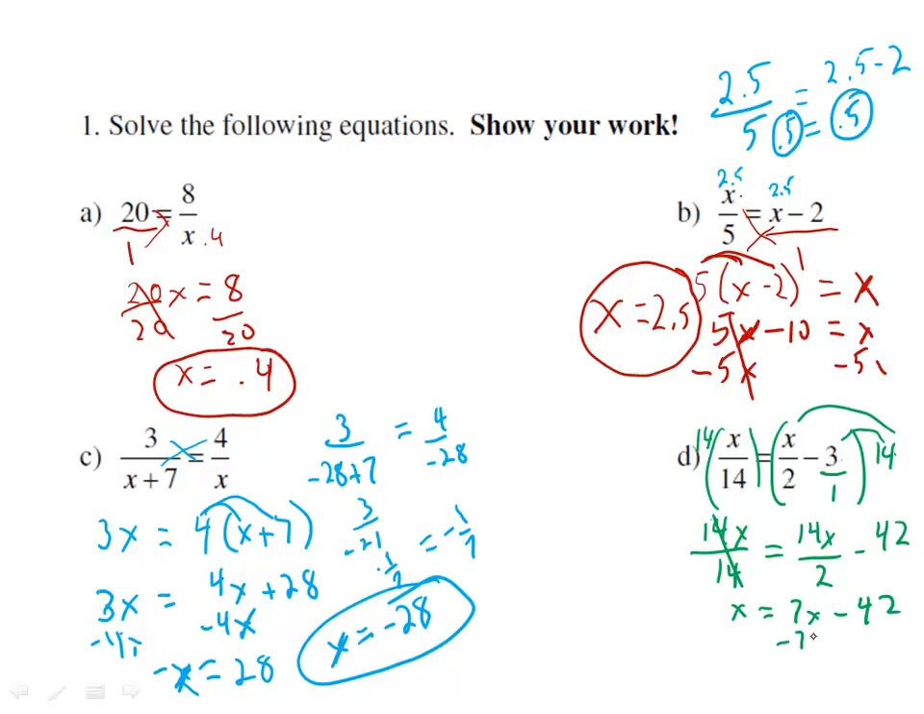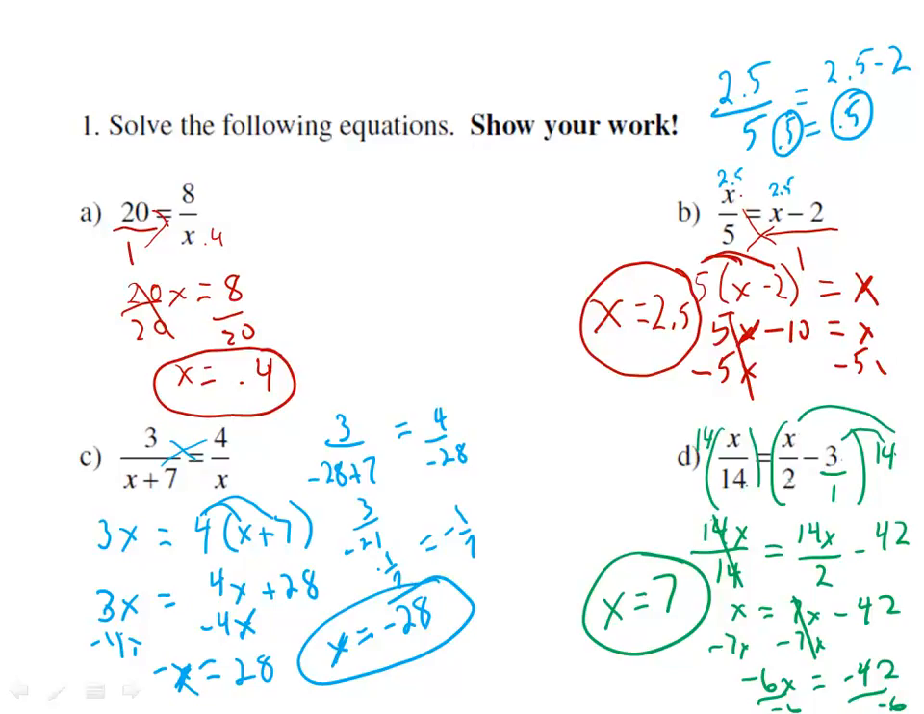So now we can subtract 7x, which gives us negative 6x equals negative 42. I'll run out of room here, but you can see negative 42 divided by negative 6 is 7. So x equals 7. And you can see, just doing a mental check, 7 over 14 is 1/2. 7 over 2 is 3.5. Minus 3 also makes 1/2. So you can see that it works.